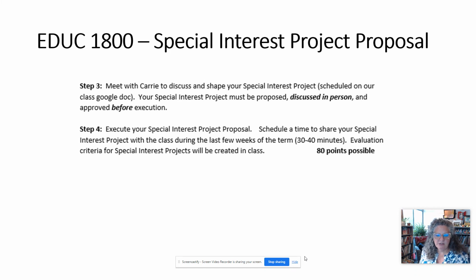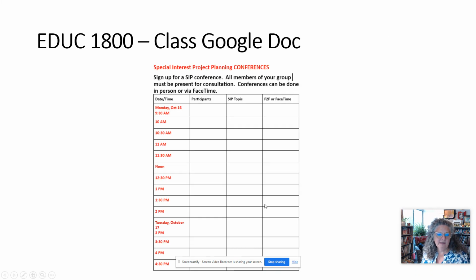So decide what you're going to do and then go on to the class Google Doc. You will see a red table toward the end of our Google Doc where you can sign up for a conference with me. This is a part of the project and it is a requirement. Before you begin executing the project, you have to have your proposal submitted and then we have to talk about it and then you can start the work.